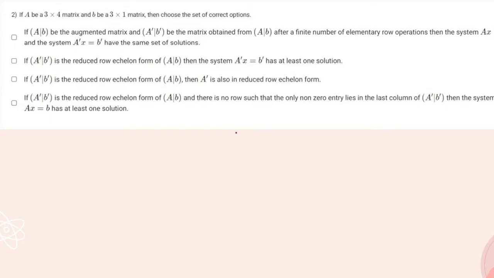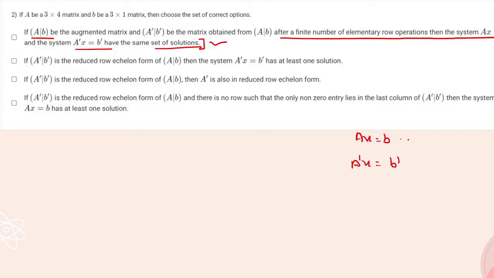So the first statement says that A dash B dash is the augmented matrix obtained from the matrix AB after a finite number of elementary row operations of the system. Then the systems Ax equal to B and A dash x equal to B dash have the same set of solutions. Okay, that's correct, because we convert Ax equal to B to A dash x equal to B dash for our convenience, like in the echelon form and many other operations. So that's why we do such type of operation.